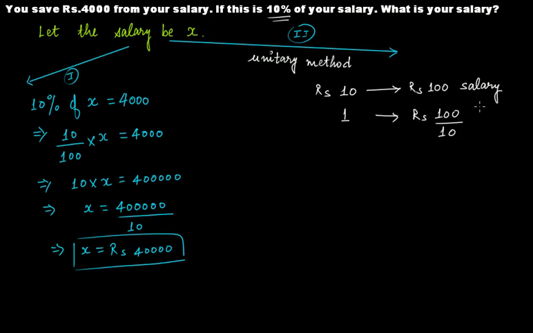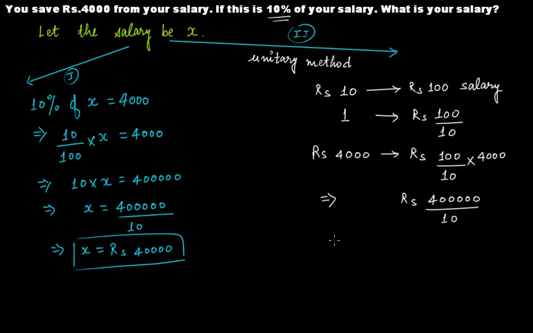Okay. So for rupees 4,000, how much you save, or how many you save? That is rupees 100 over 10 times 4,000. And if you solve this one, you get rupees 4,000 times 10. This gives you rupees 40,000.